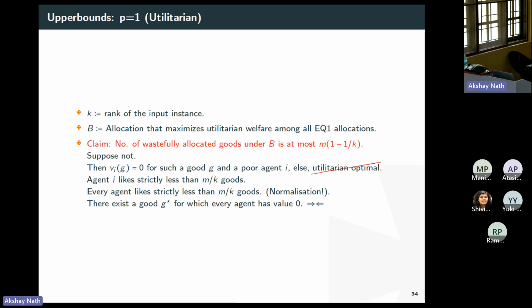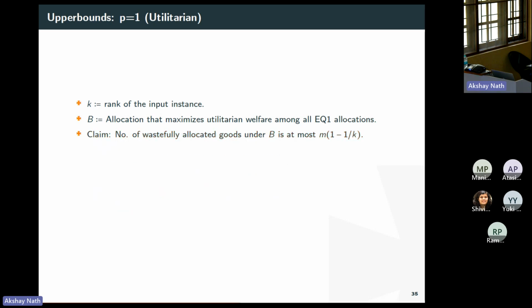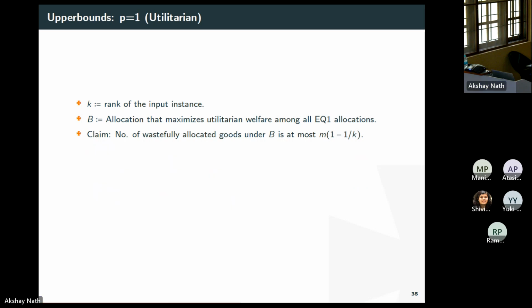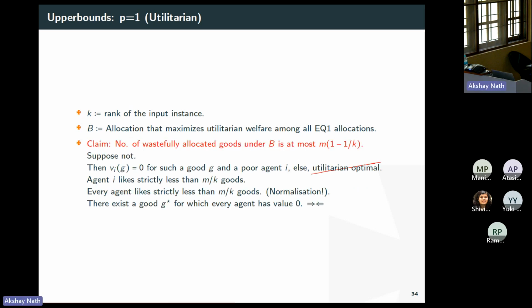Okay. Sorry. Every agent likes strictly less than M by K goods, but the number of agent types is R, not K, which can be more. So how are we taking the contribution in the last place? The number of agent types can be more, but we want an upper bound.